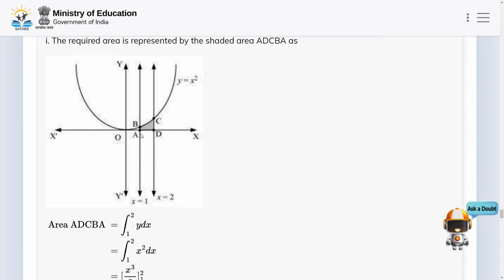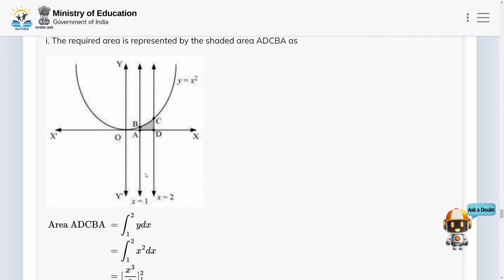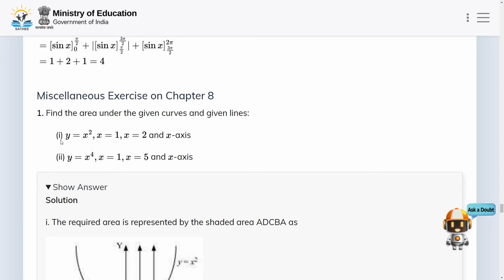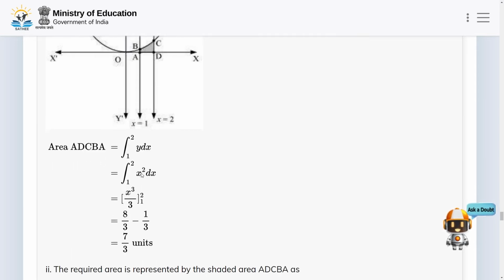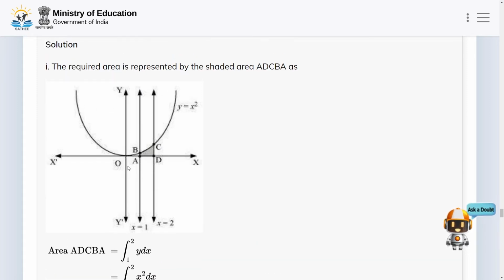So quite simple. The limits will be from where to where? 1 to 2, y dx. Y will be what? For the first part it is x power 2. So x power 2 dx, with limits 1 to 2. Quite simple. X cube by 3, from 1 to 2. You will have 8 by 3 minus 1 by 3 is equals to 7 by 3. 7 by 3 square units will be your final answer for this required region. Okay, I hope it is clear.